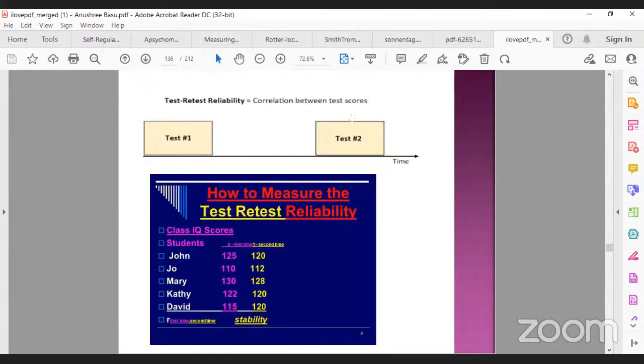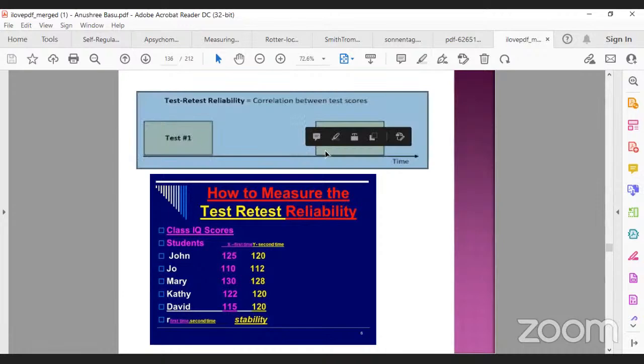So why I was talking about the scores is how to measure test-retest reliability. So these are the class IQ scores. These are some students: John, Joe, Mary, Kathy, and David. The first time they are getting 125, 110, 130, 122, 115. The second time they're getting 120, 112, 128, 120, 120. So there is some stability in the test scores. There is not much fluctuation. So this is how test-retest reliability works. Graphically, we put test 1, and there is some gap, and then there is test 2.